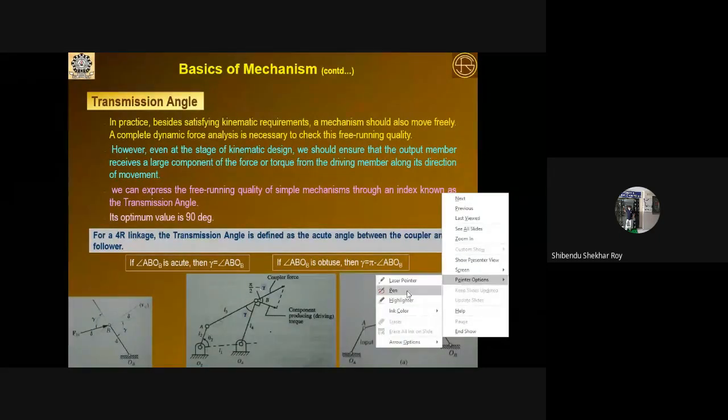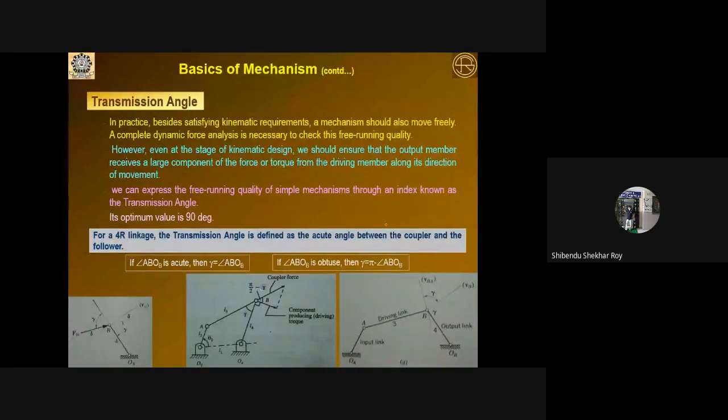Because when it is in running condition, I will show you in animated condition, the acute angle between the coupler. So this is your coupler and this is your follower. So basically two lines. If I ask what is the angle between these two, in many ways you can represent. Either you tell this one or you tell this one. Both are the angle between these two lines. Now the transmission angle is defined as the acute angle between the coupler and the follower. It should be the acute angle between the coupler and the follower.